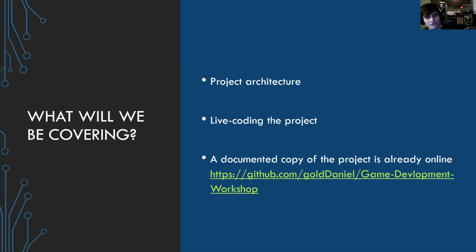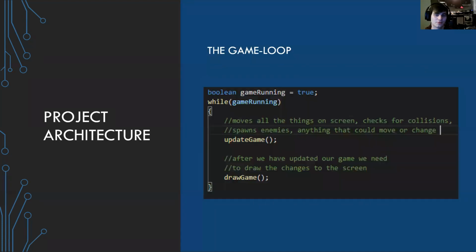For the project architecture, the first thing we're going to talk about is the game loop. This is like the heartbeat of any game project. It's essentially a loop, and we do two things. We update the game, anything on screen, anything that depends on time, any sort of systems. Most of them need updating, and this happens once per frame. And then after that, we have to draw the changes to the screen. This is going to be our basic high-level architecture that we're going to use here.